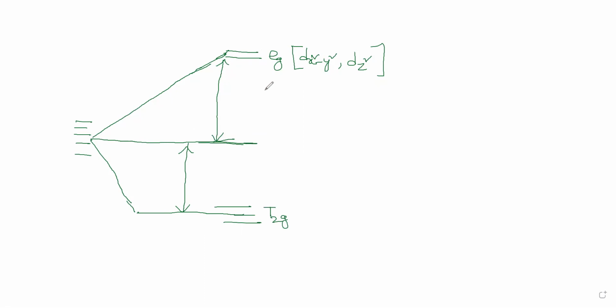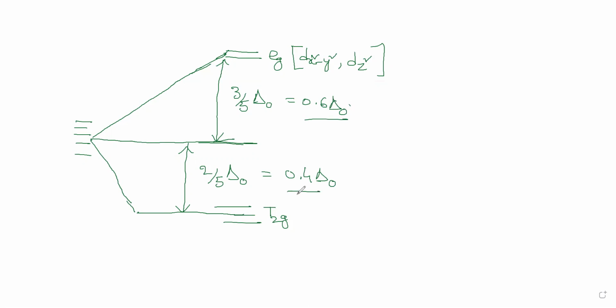Now this energy, we will assign 3/5 of delta naught. I will tell you what is delta naught. And this is about 2/5 of delta naught. In other words, this is also written as 0.4 delta naught, and this is about 0.6 delta naught.